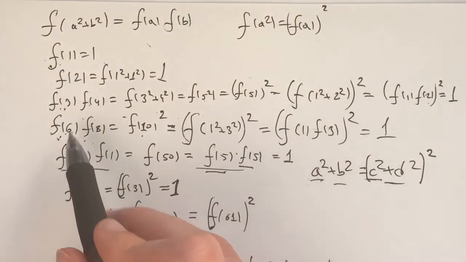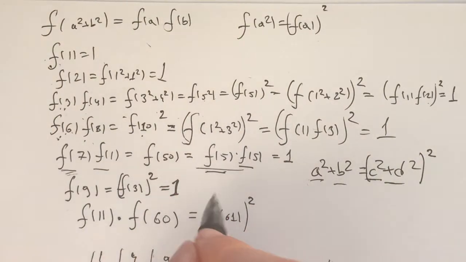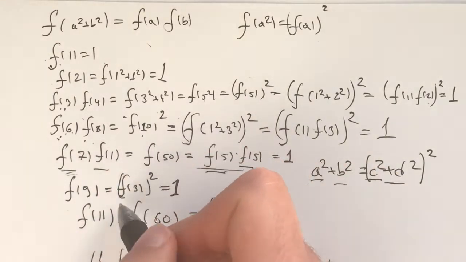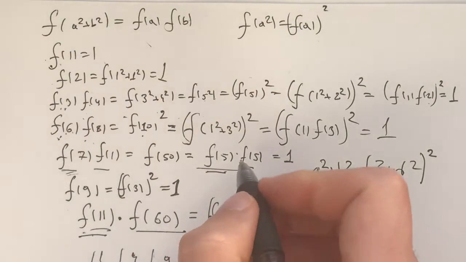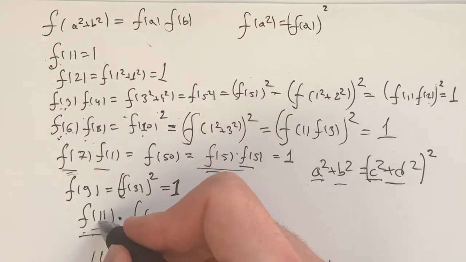And then I was at f of 8, I had, f of 9 I just got directly, and then f of 10 I already have, and now I'm at f11. And I can't get it as easily. I was getting f11 times f60 because I was looking at Pythagorean triples.